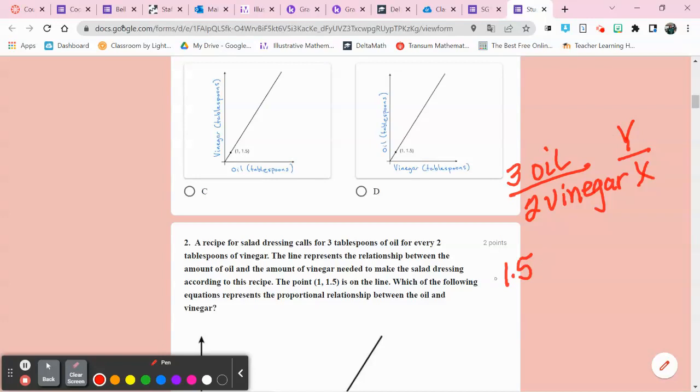And that means that's our constant. Y comes first, then 1.5, then x. Whatever letter's on top is the letter that comes first in your equation, then your equal sign, then your k or your constant of proportionality, then your second letter or the letter on the bottom. Let's go find it.